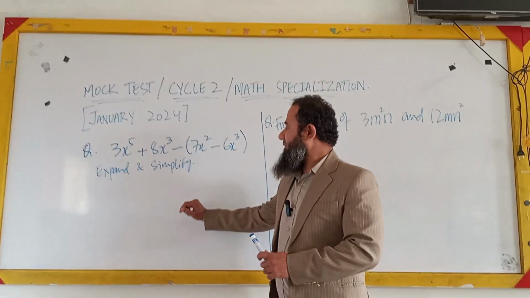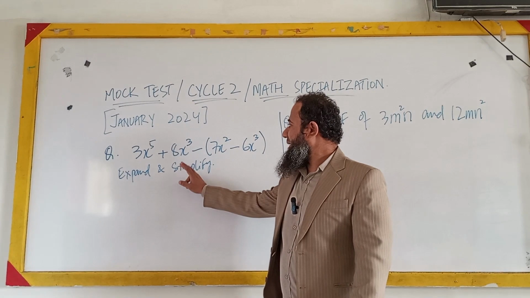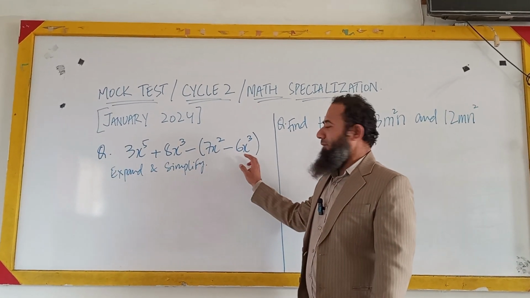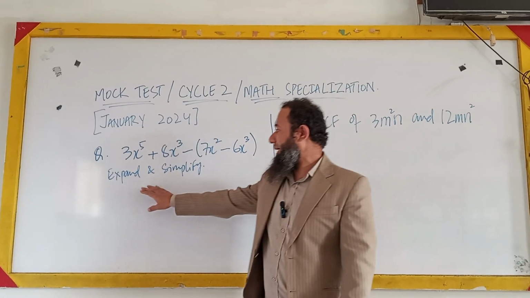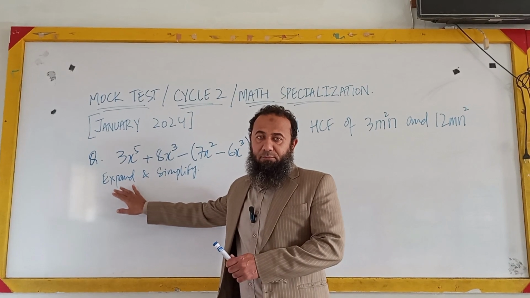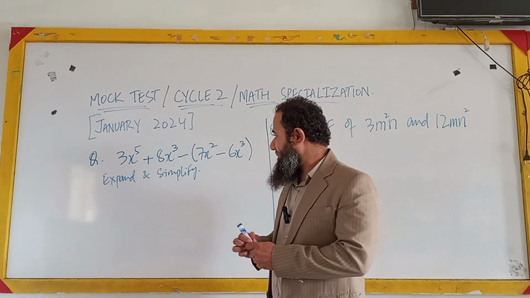Okay, the next question is: we have an expression 3x to the power 5 plus 8x cubed minus the bracket 7x square minus 6x cubed, and we have to expand and simplify it. So we are going to do two concepts at a single time: expand and simplify.